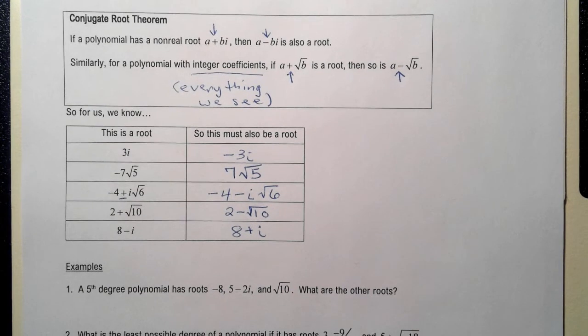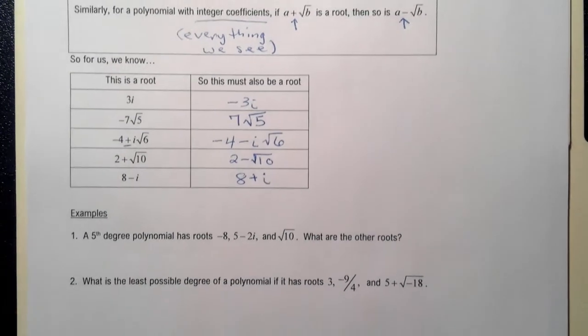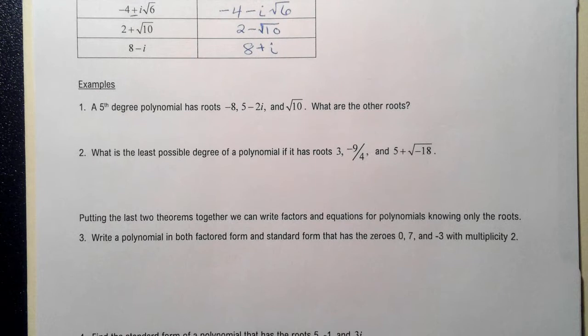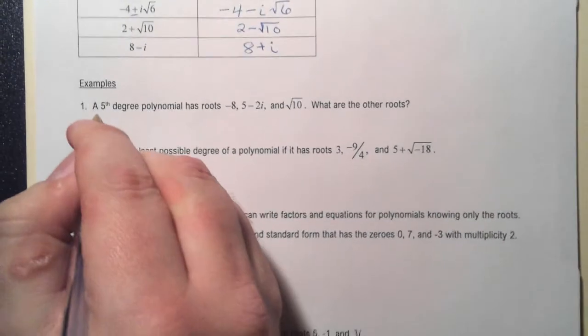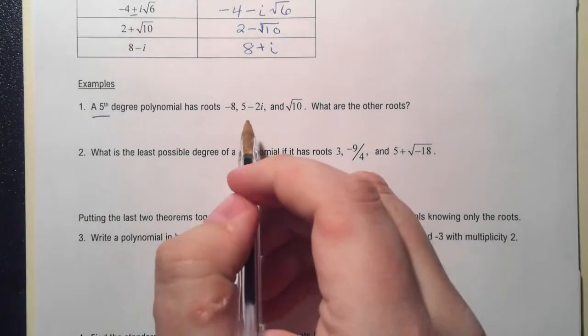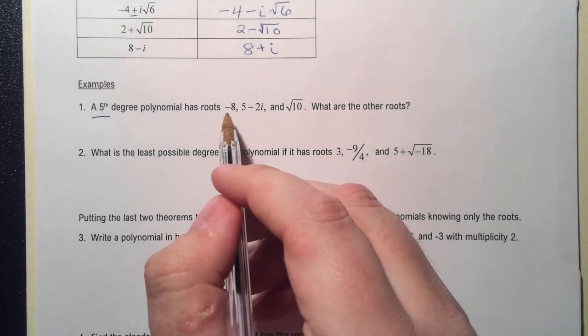Some problems I could ask you relating to this last theorem and then using the theorems together. If I have a fifth degree polynomial that has the roots negative 8, 5 minus 2i, and the square root of 10, what are the other roots? I'm telling you it's a fifth degree polynomial, which means I should have a total of 5 roots. Well, I look at these. Negative 8 is an integer.